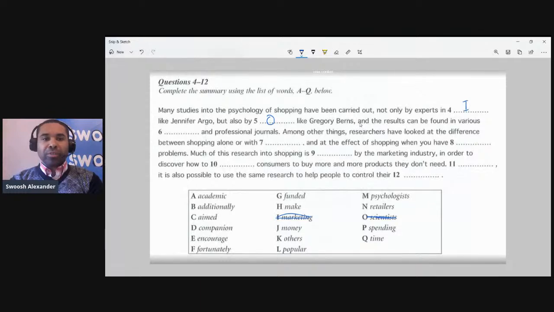Moving on, and the results can be found in various, where would you find results? Again, let me know if you think you've got the answer. Okay, so we should continue reading actually. Can be found in various something and professional journals. So this is another clue here, a journal. What type of journal would you find results in?